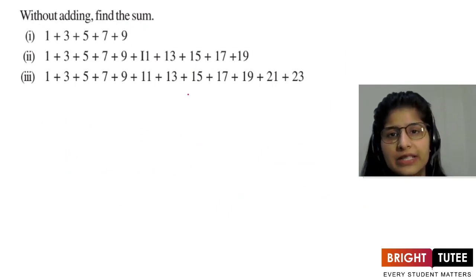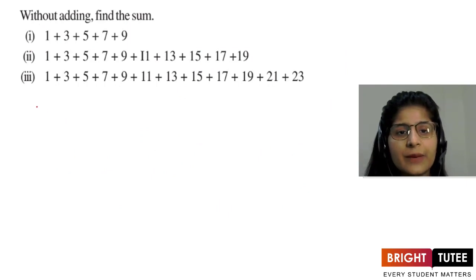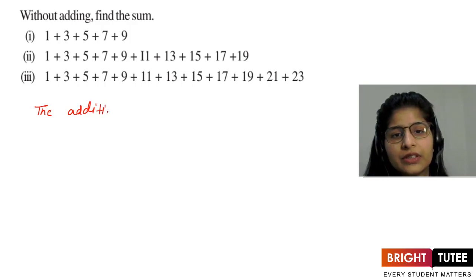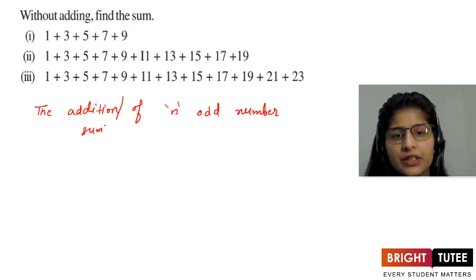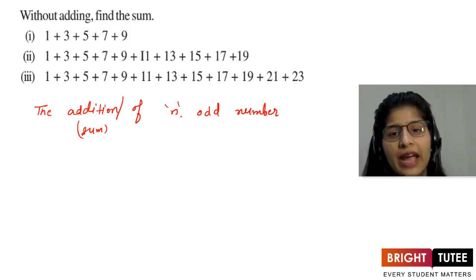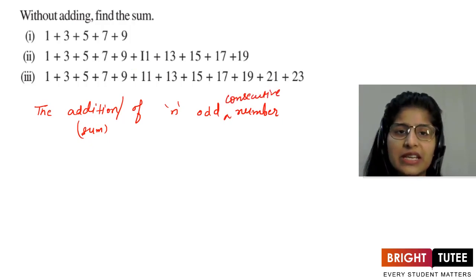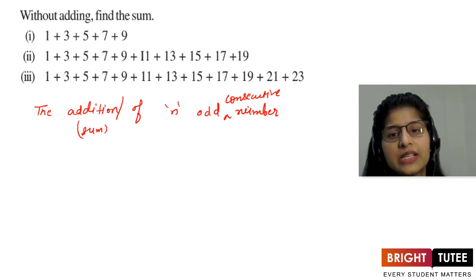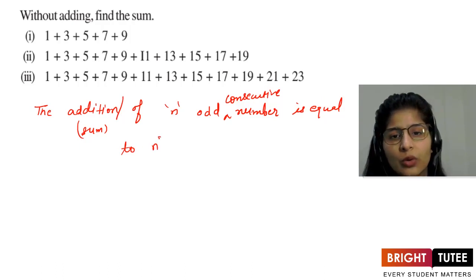Here they're asking, without adding, find the sum. We see here are odd numbers added. One property that we learnt is that the sum of n odd numbers, starting from 1, that is, the addition of n consecutive odd numbers, is equal to n square always. Consecutive odd numbers, because we are not missing any odd number, we are taking one after another.